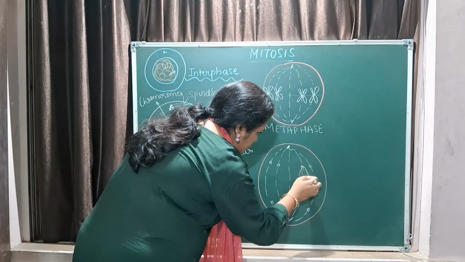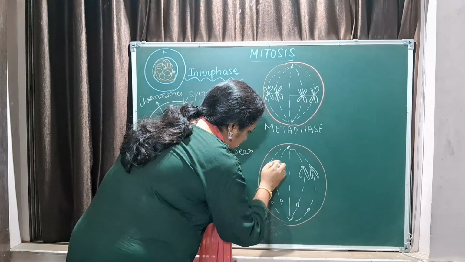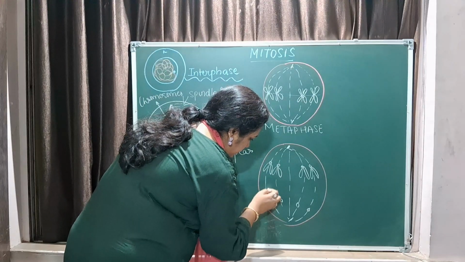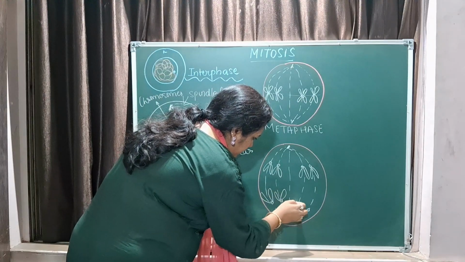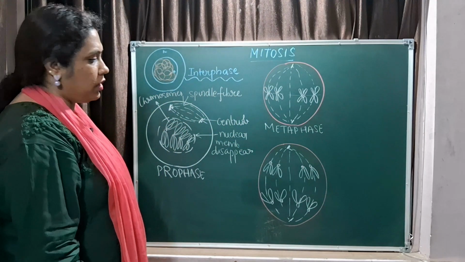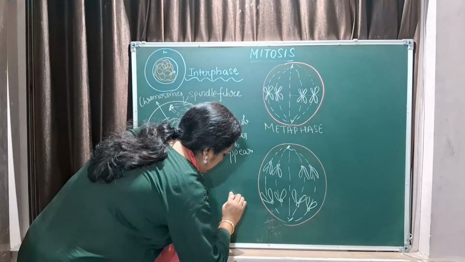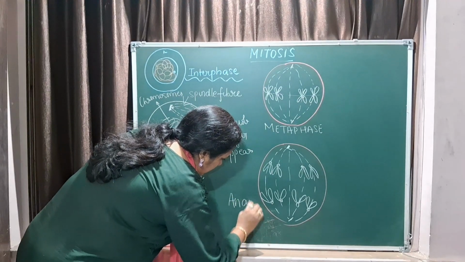Okay, the chromosomes move away from each other. This is your anaphase. Anaphase is away. Okay, this is anaphase.